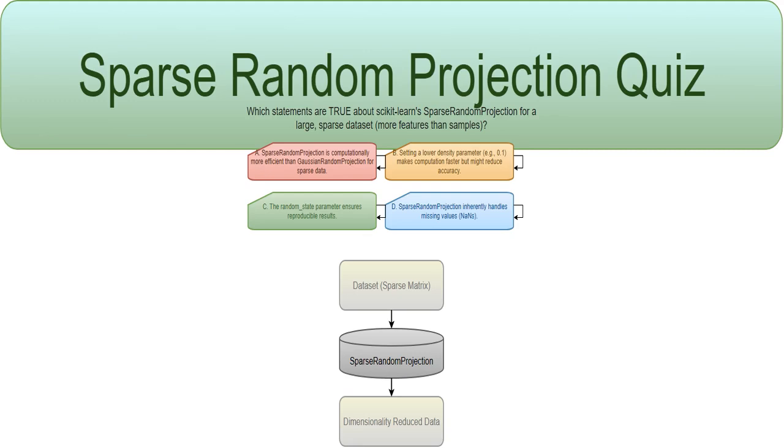SparseRandomProjection is designed specifically for sparse data, meaning it has a lot of zeros. It takes advantage of this sparsity by only performing calculations on the non-zero elements. In contrast, GaussianRandomProjection doesn't do this, wasting time on many unnecessary calculations of zero-valued elements. This makes SparseRandomProjection substantially faster for such data.